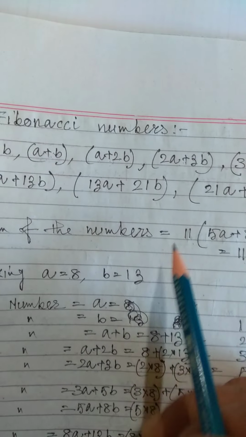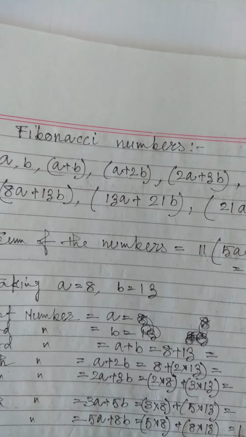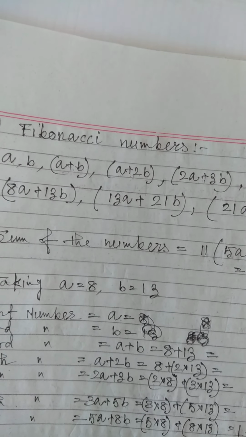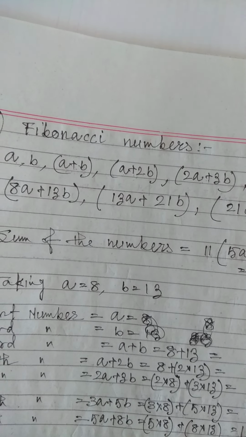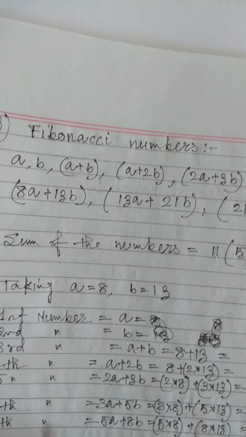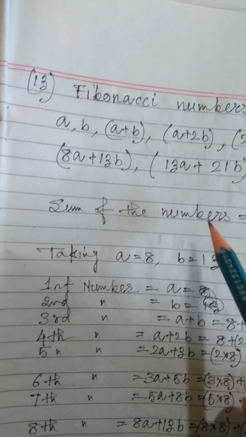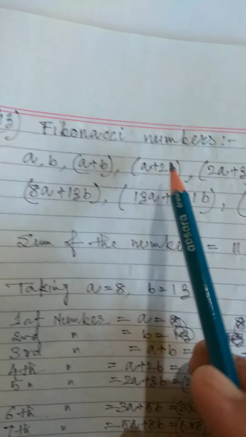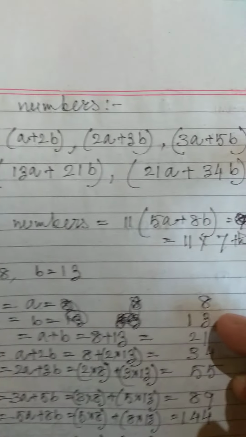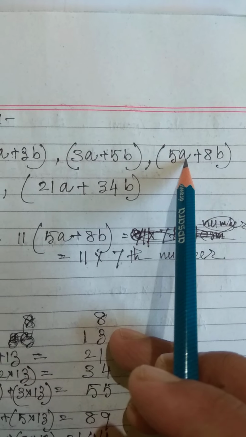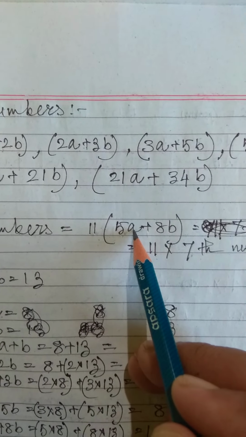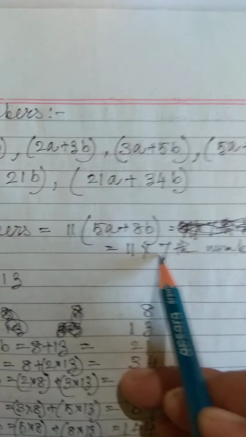It is given that the 10 numbers taken are shown below, and the sum of all the numbers is equal to 11 times the 7th number. So here the sum of the numbers equals 11 times the 7th number. Counting 1 2 3 4 5 6, this is the 7th number, 5A plus 8B. So the sum of all the numbers equals 11 times 5A plus 8B, that is 11 times the 7th number.